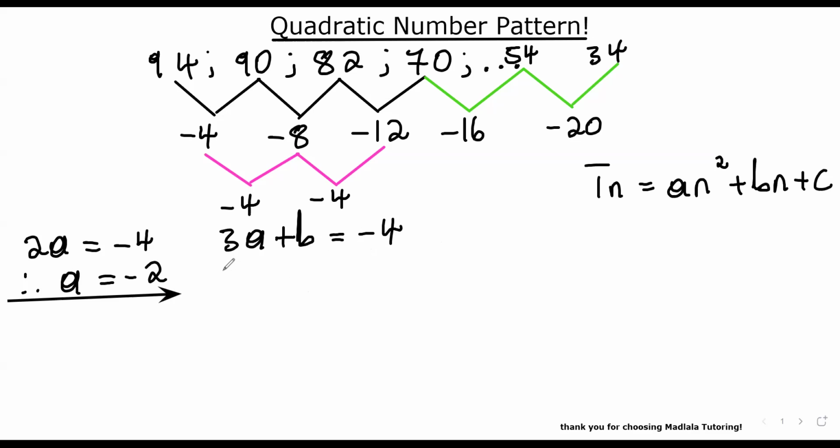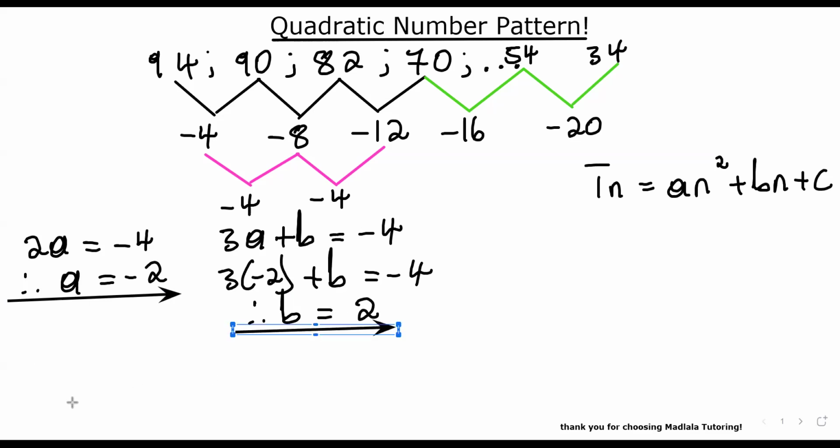Right. But now we know that the value of a is negative 2, and we are looking for b, all right? Now, this is negative 6. When we take it to the right, it becomes positive. And negative 4 plus 6, it's just going to be positive 2. Then the question is, how do we find the value of c?